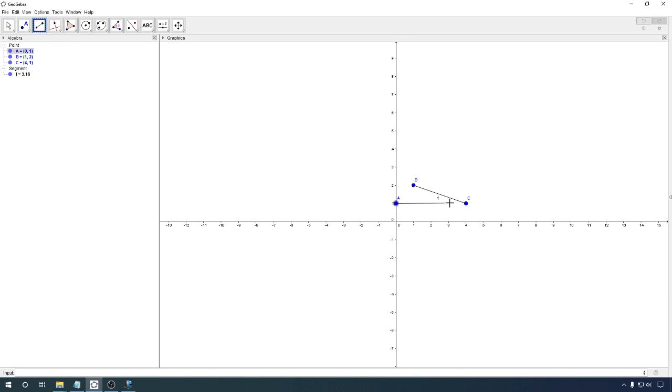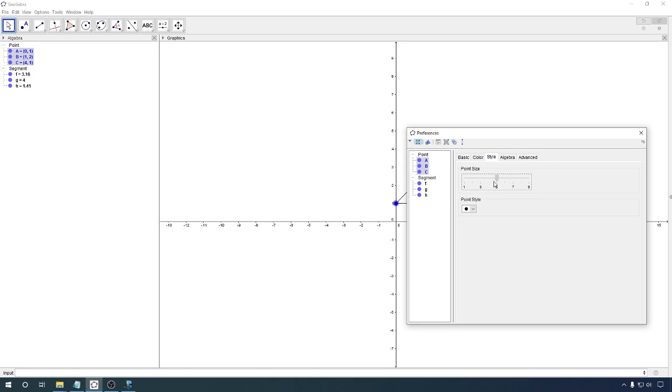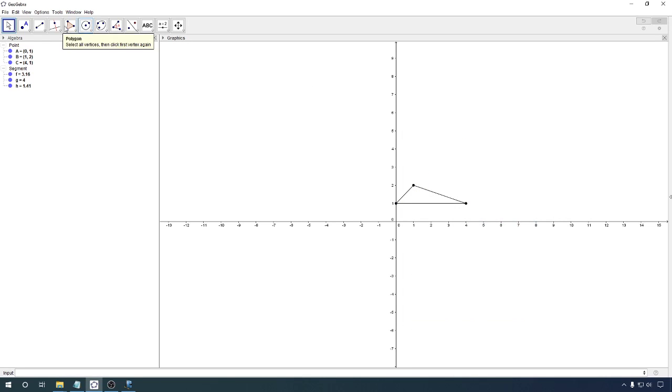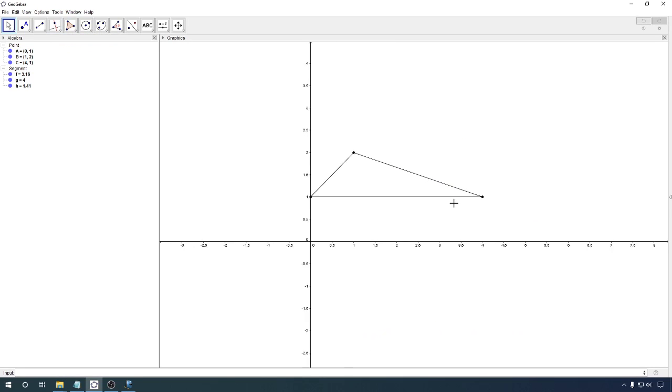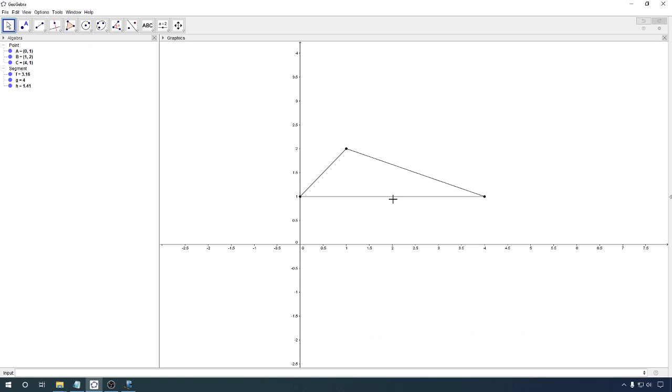I think it's thinking I'm double clicking, and so it's actually changing it from segment to cursor. Let's just make them down to 3 and just make everything black. So this is our region. We're wanting to integrate y squared over this triangle.